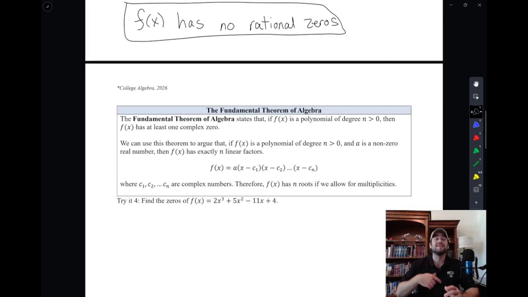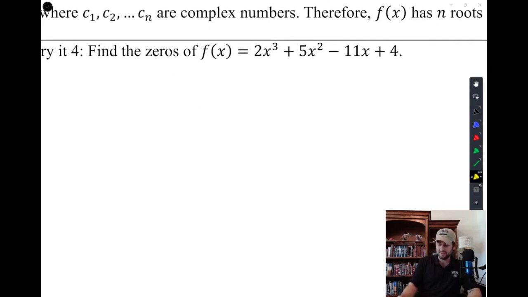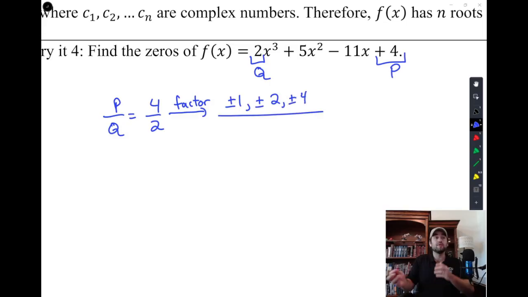So let's look at one that does have some rational zeros so we can see this p over q work the way it's supposed to. All right. So here we have a function. I'm going to start by labeling p and q. P divided by q. And so we're going to say 4 divided by 2. So p over q equals 4 over 2. And then we're going to factor. Remember, this is the important part, to get all the factors. And so we have plus or minus 1, plus or minus 2, and plus or minus 4 on the top. Those are all the numbers that can multiply to get you 4. And on the bottom, we have plus or minus 1, plus or minus 2.